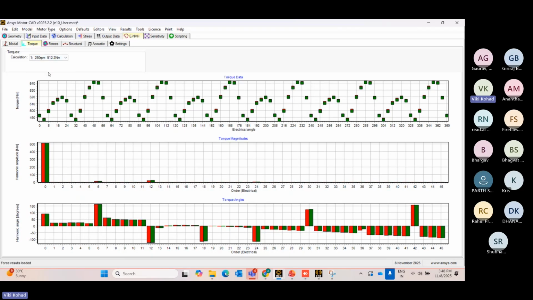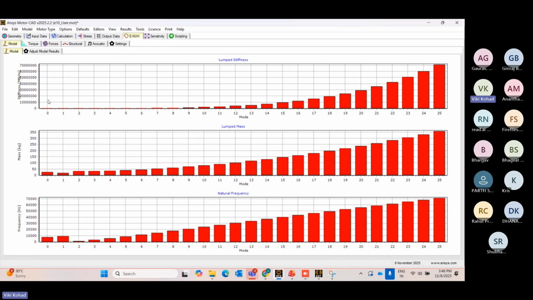At the different baselines also you can see, and at the mode the stiffness is there. You can see the modes here, 25 modes. Modes are nothing but the vibration patterns. At each mode the stator is excited differently, and on the basis of that the natural frequency is calculated. So you can see the natural frequency graph is also there.